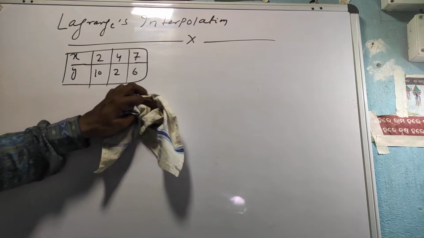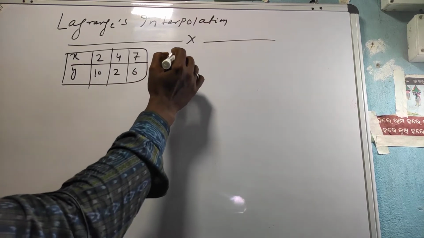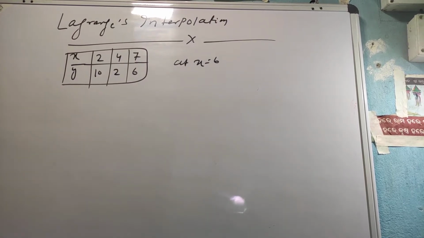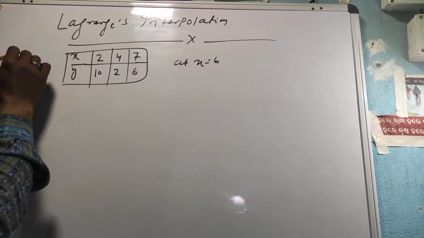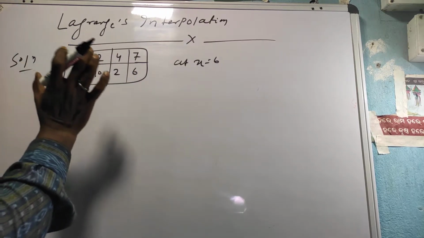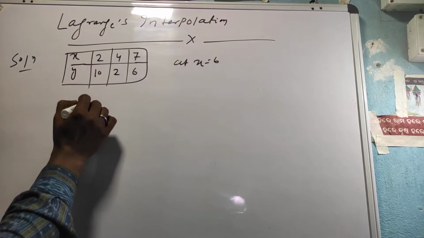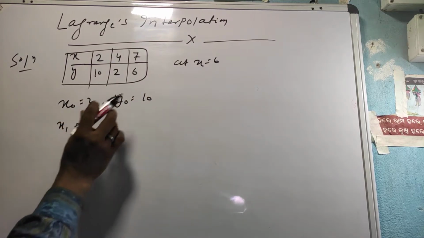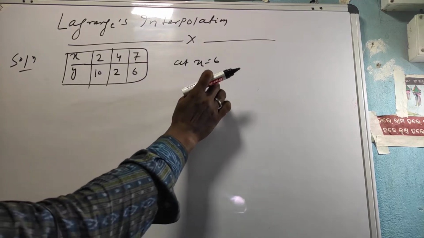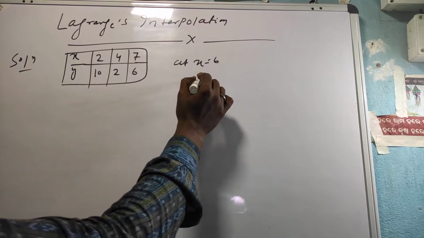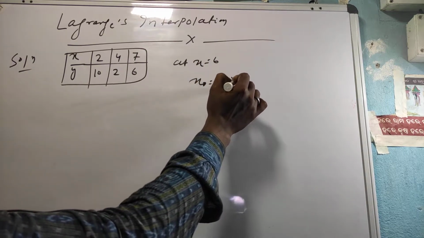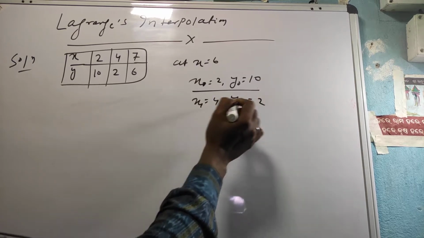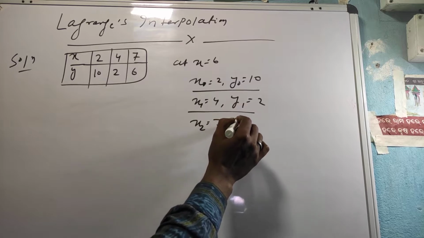So I go to Lagrange interpolation. In this case, find x is equal to 6 using Lagrange interpolation. So what will you do? First, start the solution. Write the table: x0 is equal to 2, y0 is equal to 10, then x1 is equal to 4, y1 is equal to 2, then x2 is equal to 7, y2 is equal to 6.